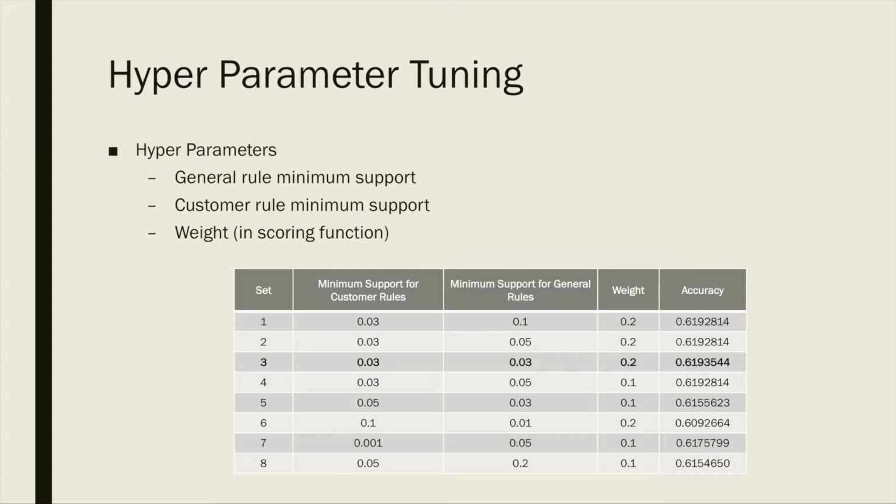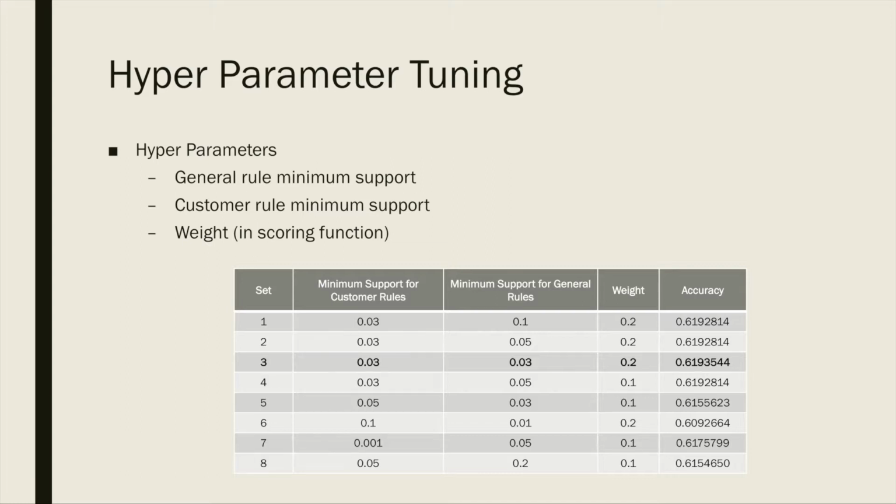So now that I went over the details, let's talk more about the hyperparameter tuning. The hyperparameters that had to be tuned were the minimum support for customer rules and general rules, as well as the weight used in the scoring function. To tune the hyperparameters, the prior dataset was split into another train and test set by customer. So for example, if a customer had 10 prior orders, the first 9 were part of the prior training set and the 10th order was part of the prior test set.